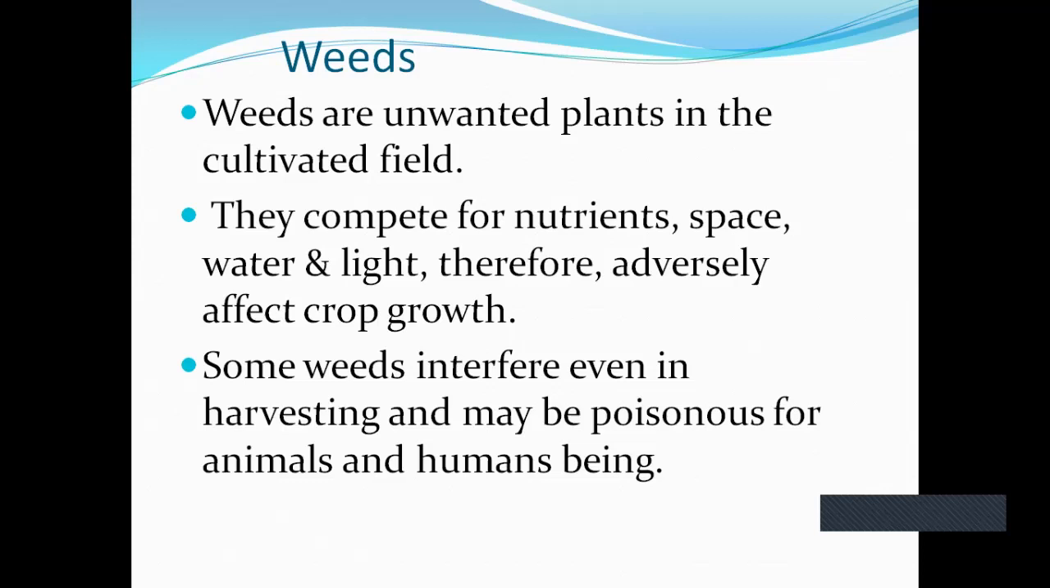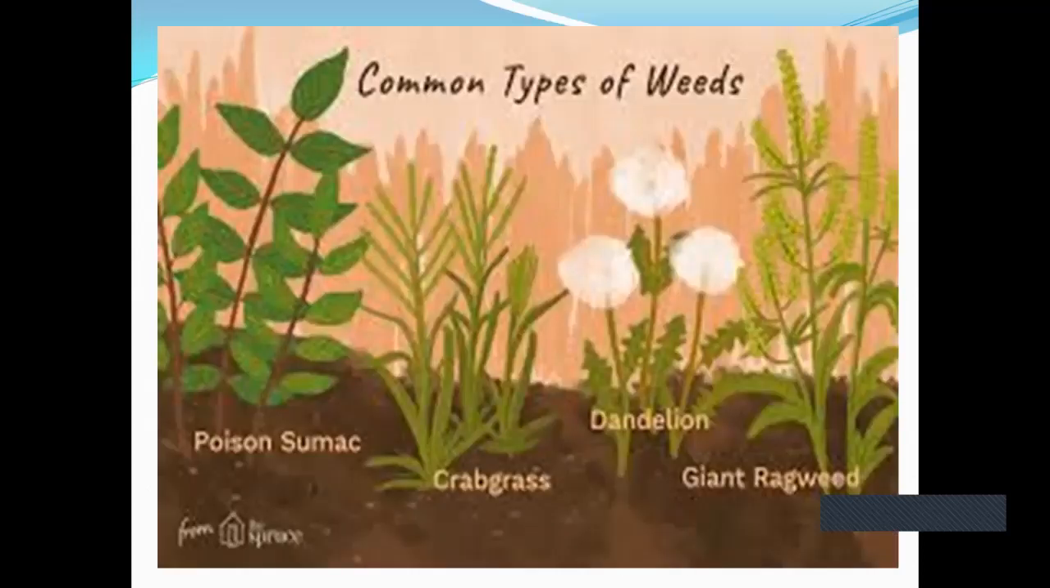Weeds interfere even in the harvesting and may be poisonous for animals and human beings. Yes, what happens if these weeds keep on growing in the field, and when the crop is fully grown these weed seeds also mix with the crop? They may be poisonous, because weeds are poisonous, right? And if they are eaten by human beings or by animals, they are going to create problems for them, right? So weeds are not good for animals as well as human beings.